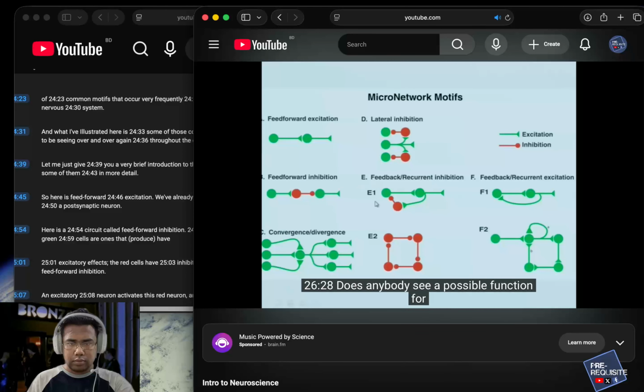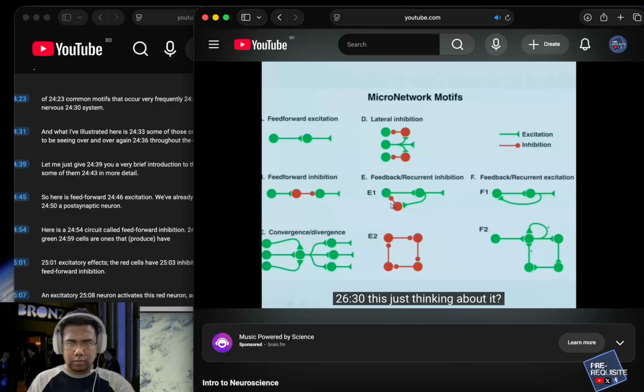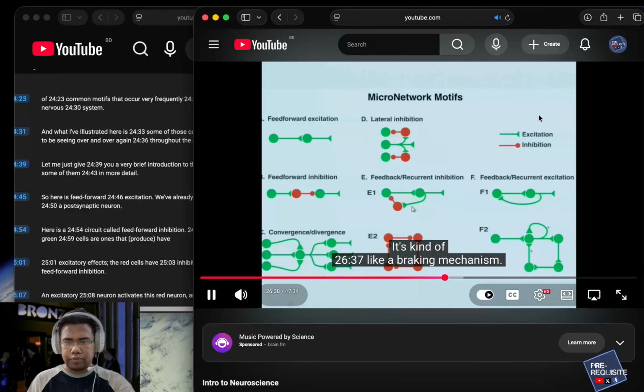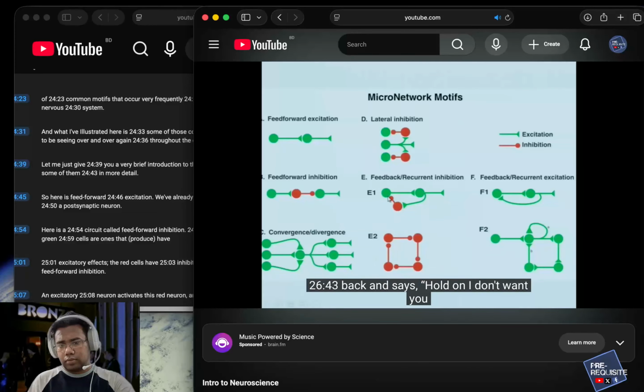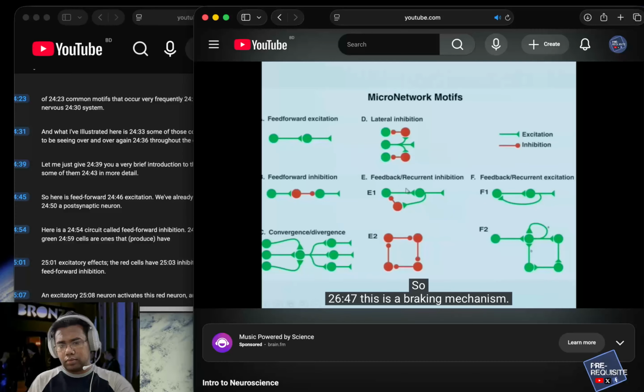Does anybody see a possible function for this, just thinking about it? It's kind of like a braking mechanism. This neuron gets active, the postsynaptic neuron gets active, the postsynaptic neuron feeds back and says, hold on, I don't want you to be active anymore, I had enough. So this is a braking mechanism. Once you start this thing going, it comes back and turns it off.